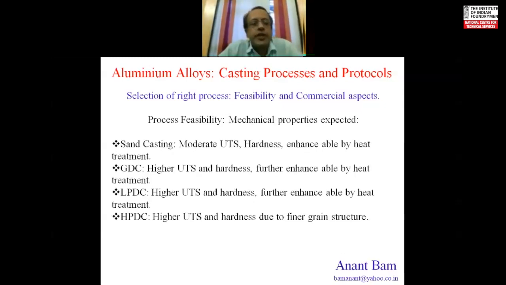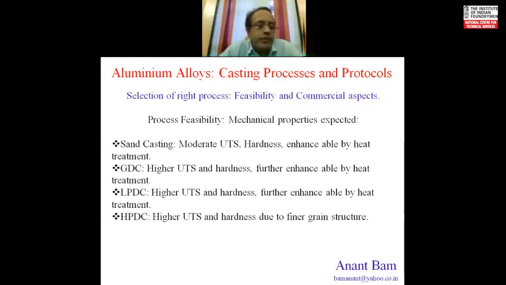Mechanical properties expected. For sand casting, since the grain size is slightly coarser, you get moderate tensile properties, moderate hardness. Further, both can be enhanced by heat treatment. For gravity and low pressure die casting, due to the metallic molds, chilling effect is very good. Hence, grain size is controlled towards more fine grains.